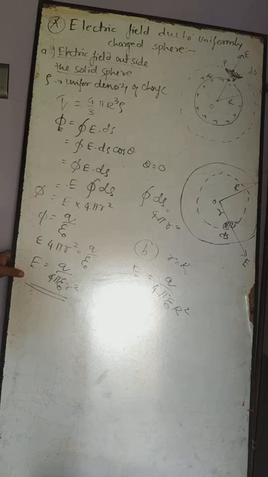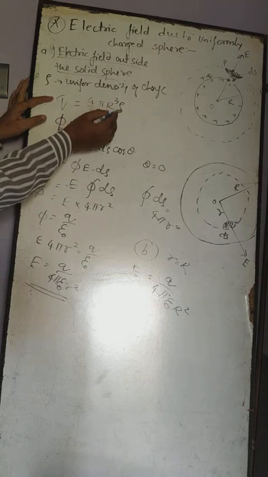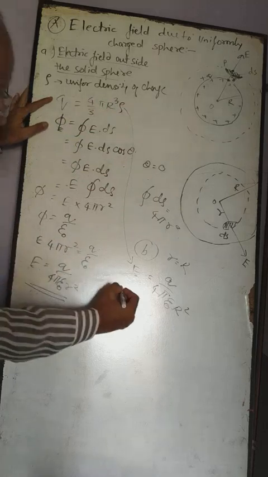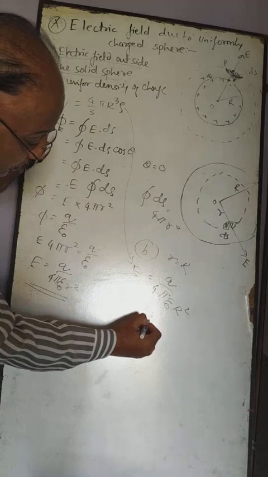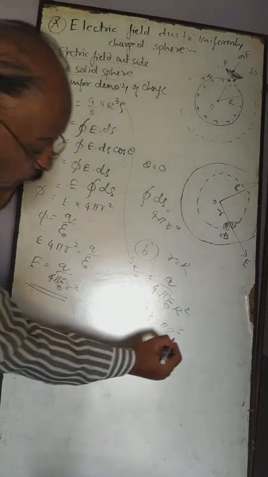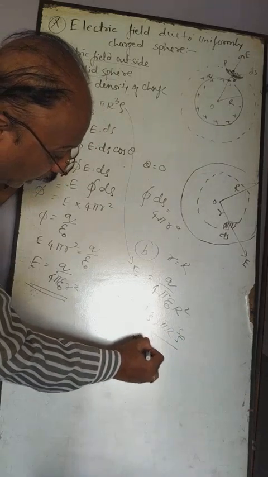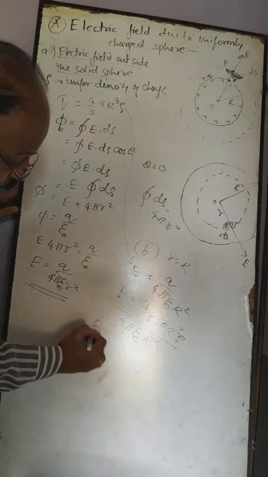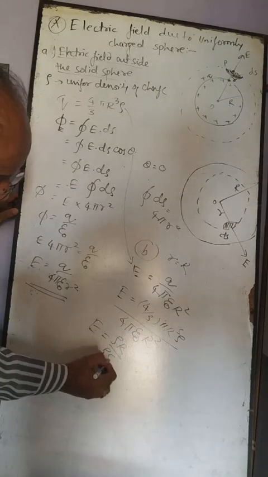So now we know that Q is equal to what? 4 by 3 pi R cube into rho. This value must be substituted in this equation. That is, we got E is equal to 4 by 3 pi R cube into rho divided by 4 pi epsilon naught R square. Some terms are cancelled here, and finally you got E is equal to rho R divided by 3 into epsilon naught.